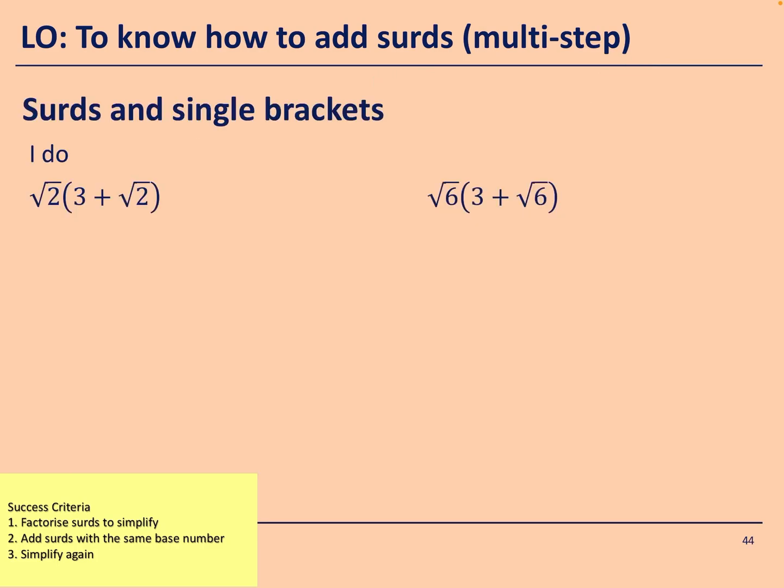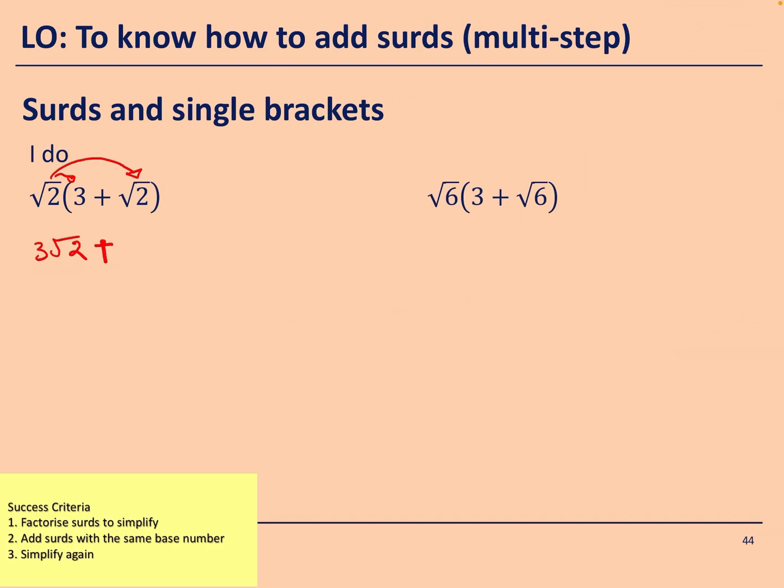Here's another example where it's slightly harder. So what you're going to do is expand out the brackets as usual. If you had any normal number, you would expand it out, okay? So you're going to do 3 times root 2, which gives us 3 root 2. And then now what you're going to do is multiply root 2 times root 2.